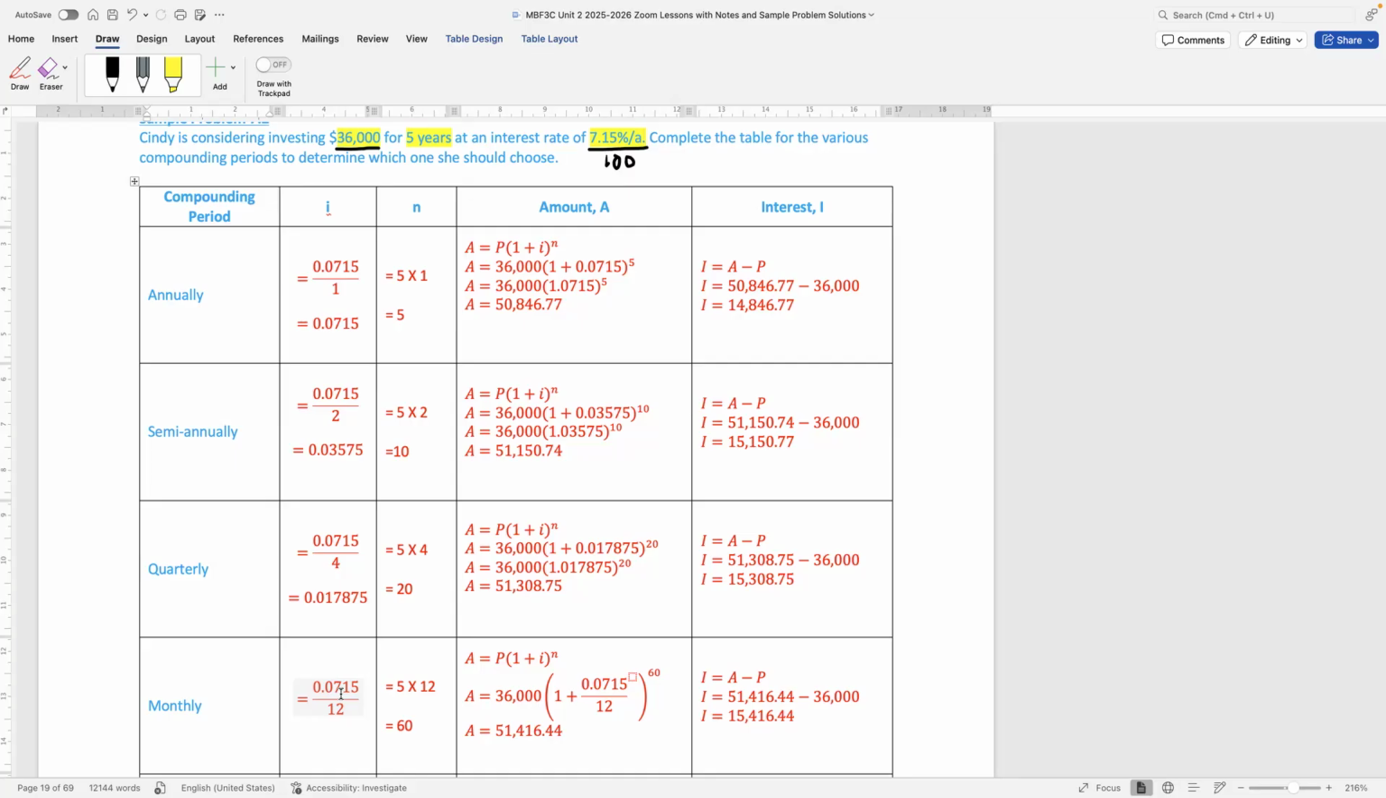And then we have to multiply that by 36,000. I get 51,416.44681. Round that to the nearest penny, and you'll get $51,416.44. So to find the amount of interest earned in 5 years, compounded monthly, we subtract 36,000 from that amount of 51,416.44, and you'll get $15,416.44.